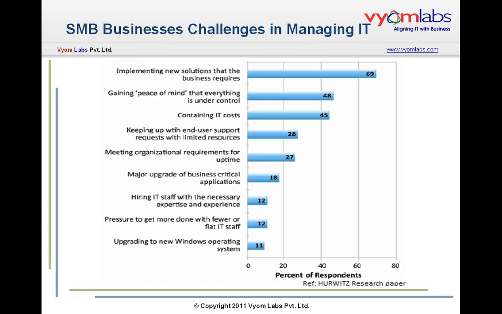One of the challenges is implementing new solutions that the business requires. The business is always in growth mode, with changes in business priorities, new acquisitions and new business scenarios, where the business expects IT to provide newer solutions to address the situations, like asking for a new ERP solution to be implemented, or accessing the applications already there in an enterprise on mobile devices. That's one of the main challenges this research paper talks about.